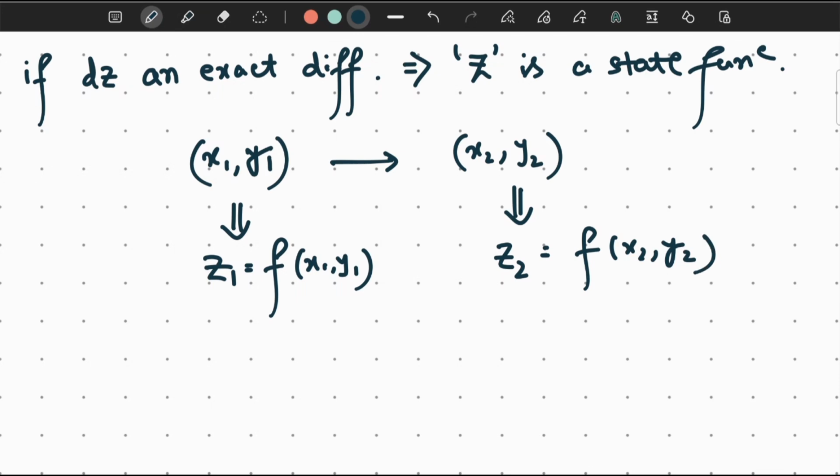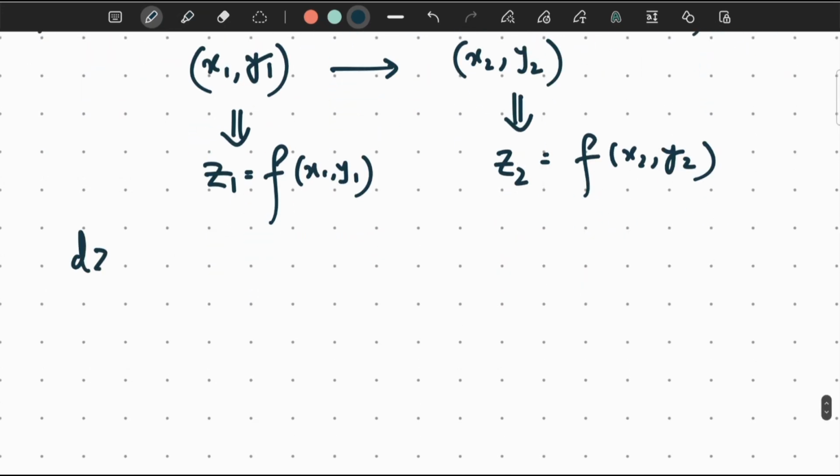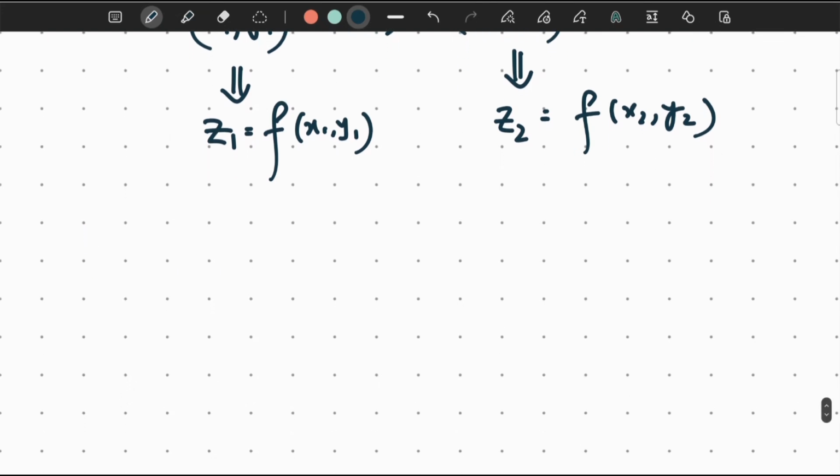But if dz is an exact differential, then obviously z1 and z2 will be dependent on the values of x1 y1 and x2 y2, not the path. So what is dz? dz is just the difference, z2 minus z1. That is the case. In which path you are going will not be important. We can understand this using a figure or diagram, then it will be easier.